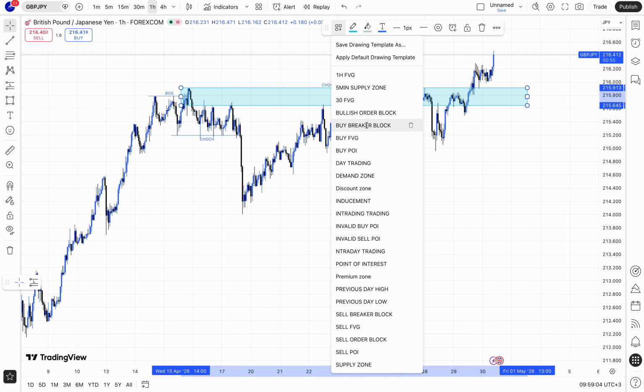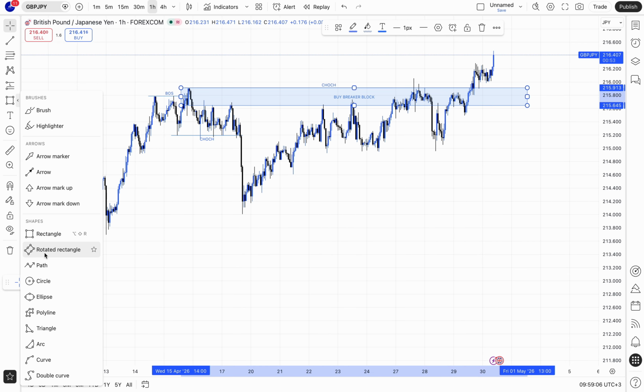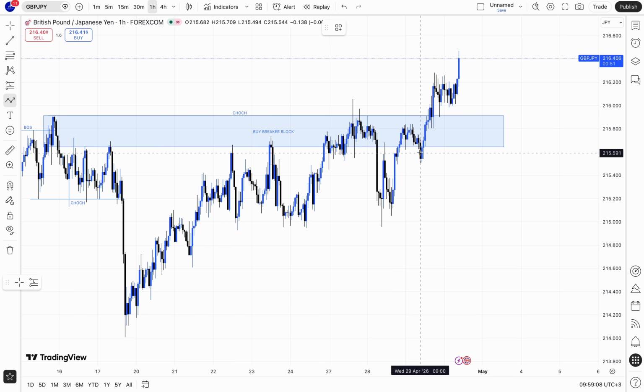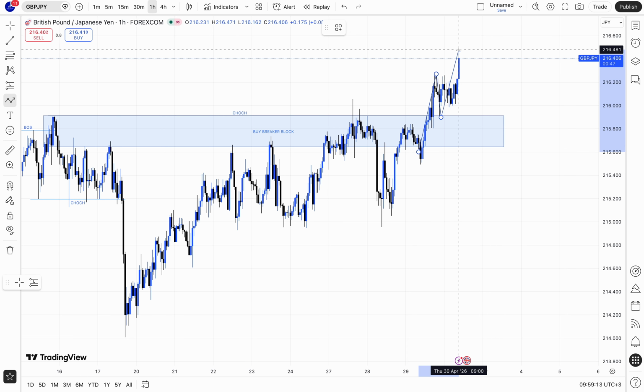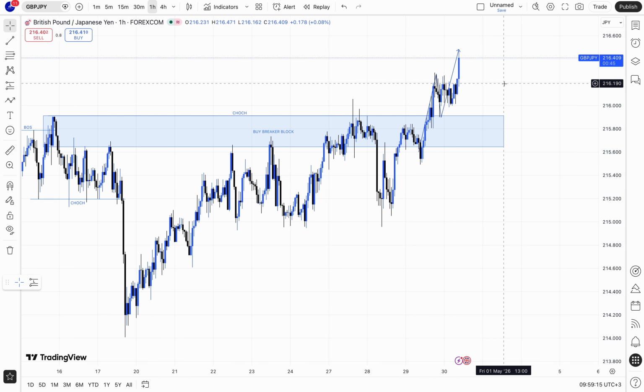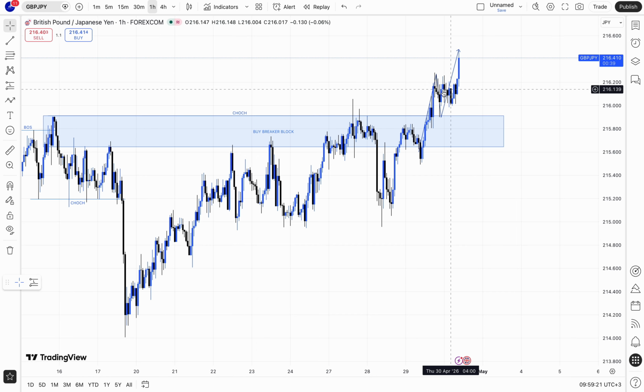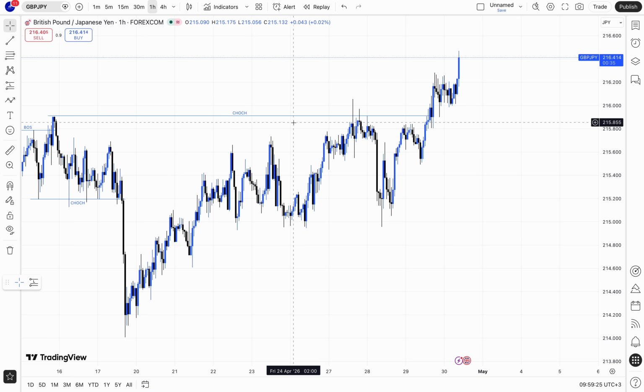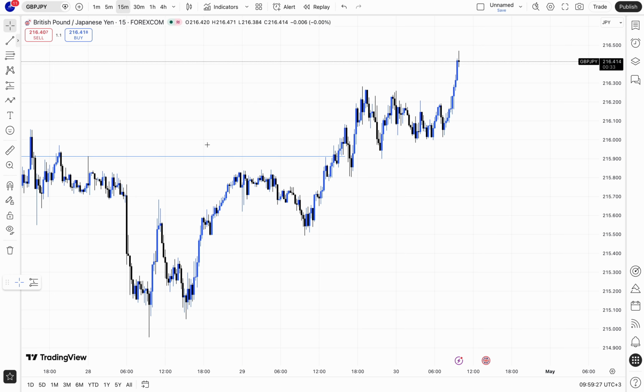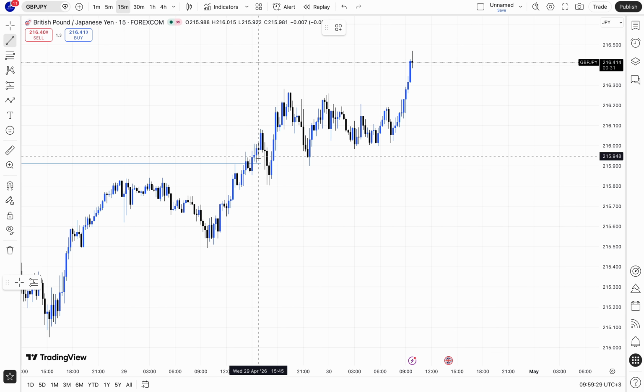Buy breaker block, then the price of course broke and retested. We had that break, then it retested, then continued to the upside. Super simple. I'll be sharing this outlook plan. I shared it, but I'm going to be sharing the trade recap for this trade. And now this. Then you have our continuation.